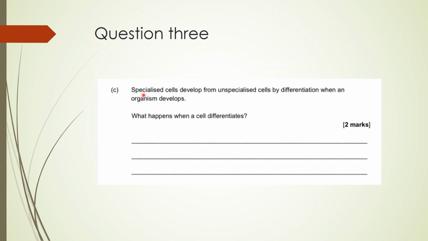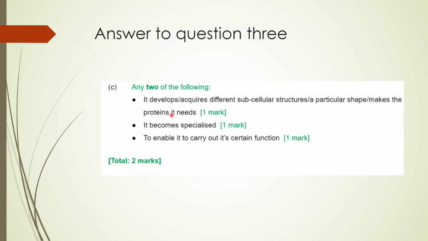Question 3. Specialised cells develop from unspecialised cells by differentiation when an organism develops. What happens when a cell differentiates? Pause the video now. It develops or acquires different subcellular features, a particular shape, makes the proteins it needs. It becomes specialised to enable it to carry out its function. So the keywords are subcellular structures, specialised, and function.